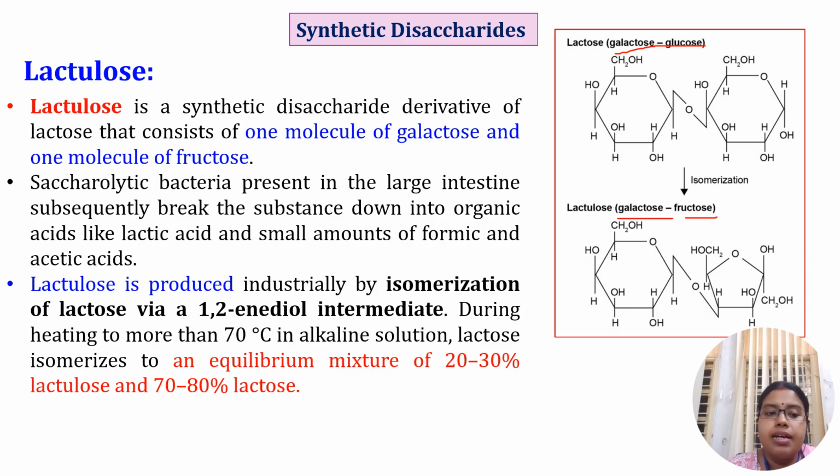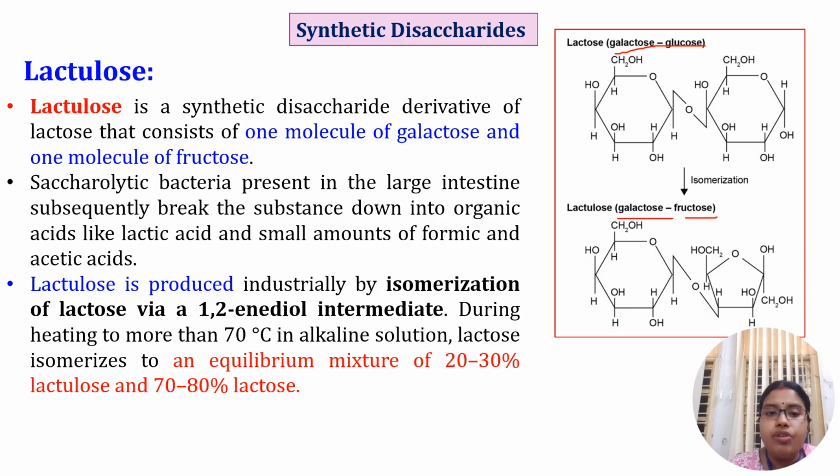It is produced industrially, normally by the isomerization of lactose via a 1,2-enediol intermediate. During heating to more than 70 degrees centigrade in alkaline solution, lactose isomerizes to an equilibrium mixture of 20 to 30% lactulose and 70 to 80% lactose.